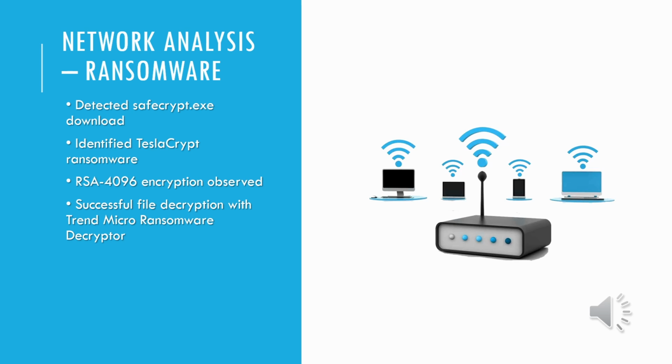The ransomware investigation began by identifying a file named safecrypt.exe transferred through HTTP. After checking its hash on VirusTotal, it matched the TeslaCrypt ransomware family. The ransom note revealed encryption using RSA-4096, and further analysis identified the domain involved in the attack. I concluded the case by decrypting an encrypted document using Trend Micro's ransomware decryptor, successfully restoring the data. This lab reinforced the importance of early detection, strong backups, and understanding encryption behavior during ransomware response.